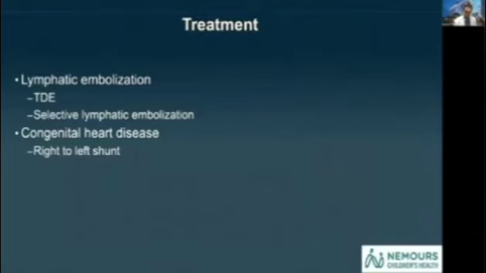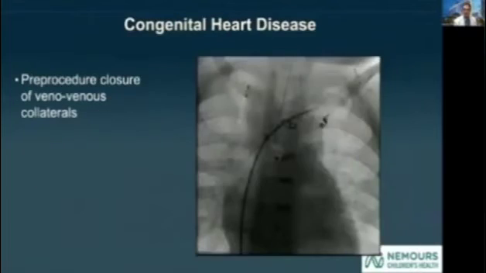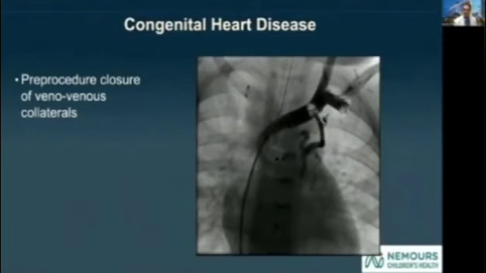And of course, one of the very important considerations in kids with congenital heart disease is right-to-left shunt, because when we inject glue or Lipiodol, if it goes to the systemic circulation, it will be bad. So one of the most important things before you do anything is ask your cardiologist, or interventional cardiologist, to close the venovenous collaterals. And second, if the patient has a fenestration, put a balloon across the fenestration. So this is how it works. This is a venovenous collateral. Why this collateral is so important is because the thoracic duct empties there.